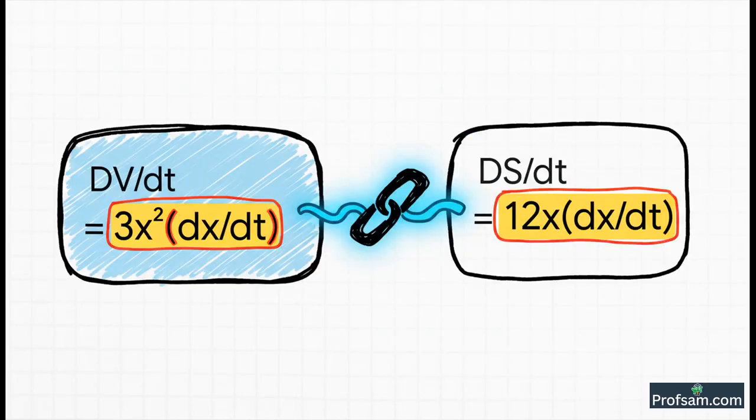And now for the crucial step 3. We have to differentiate both formulas with respect to time. Using the chain rule, V equals x cubed becomes dV/dt equals 3x squared times dx/dt. And S equals 6x squared becomes dS/dt equals 12x times dx/dt. Do you see it? That dx/dt has appeared in both equations. That's our domino, our connecting link.